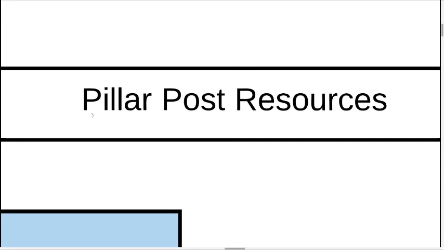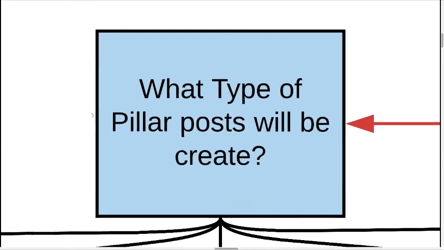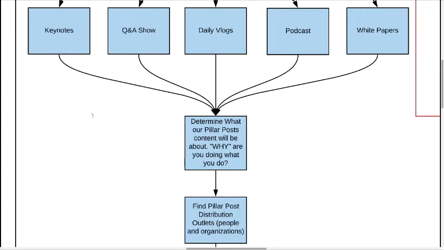Okay. This is where we start getting into the kind of information that you want to put out for your ideal clients, for your customers, okay? The pillar post resources. Now, we have to determine what type of pillar post we want to create. And when I say pillar post, I mean a piece of big content. In this case, I'm using it to mean big content that you're actually going to put in front of your audience. For example, I'll show you over here, you might do some keynote speaking.